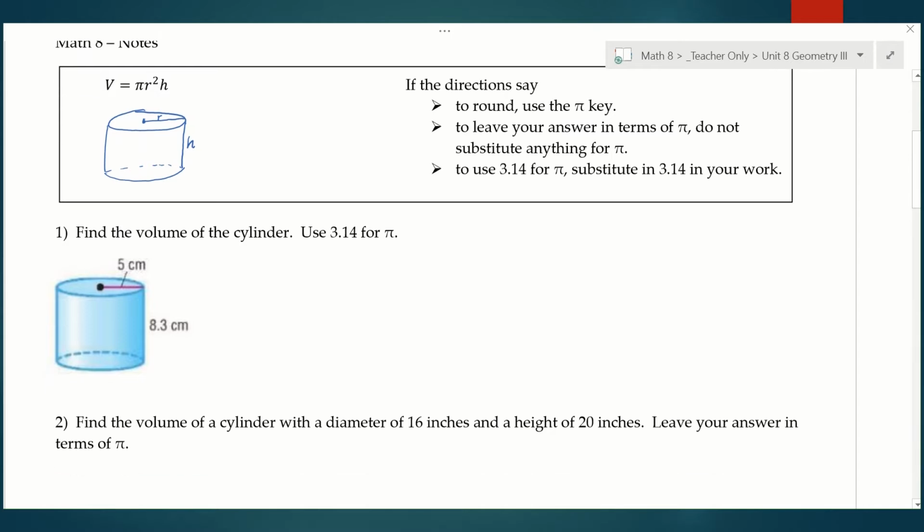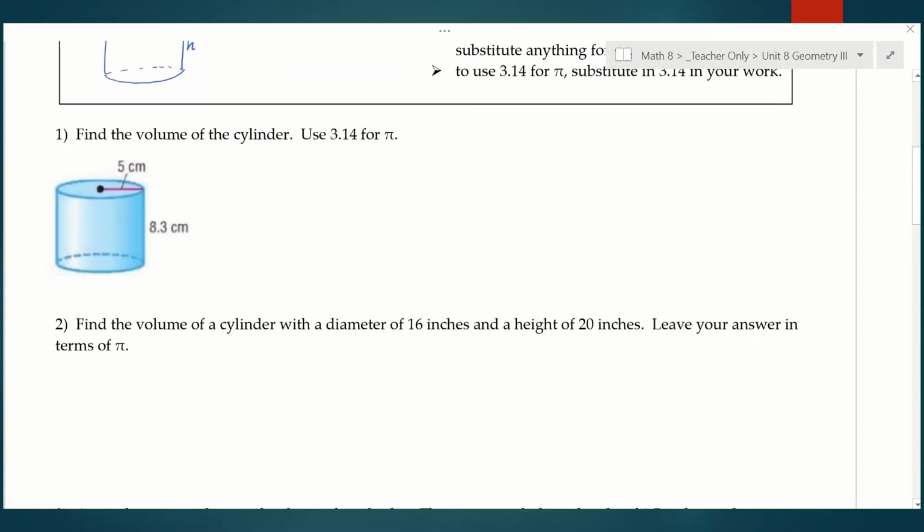Okay, so let's do some practice. So number 1 says to find the volume of the cylinder and to use 3.14 for pi. So the first thing we're going to do, just as we always do, is write down our formula. And then our second step will be our substitution step. So because the directions said to use 3.14 for pi, I'm going to substitute that in. The radius of this cylinder is 5, so I'm going to have 5 squared. And the height of this cylinder is 8.3.